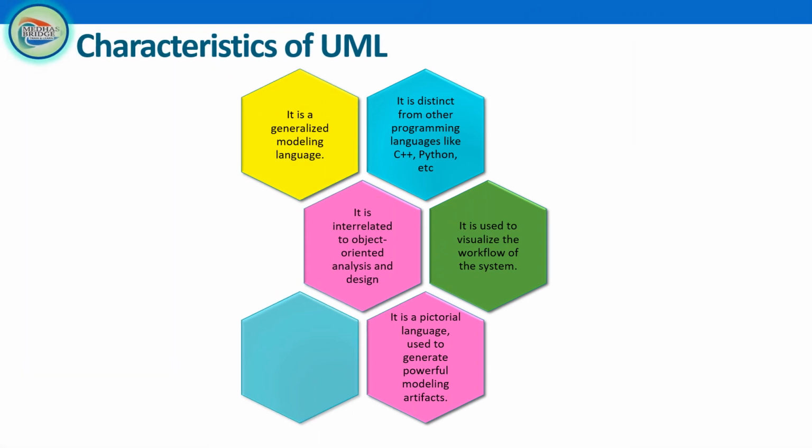Let's look at a few characteristics of UML. UML is a generalized modeling language. It is distinct from other programming languages like C++, Python, Java, etc. It is used to visualize the workflows of the system. It is related to object-oriented analysis and design. It is a pictorial language used to generate powerful modeling artifacts.